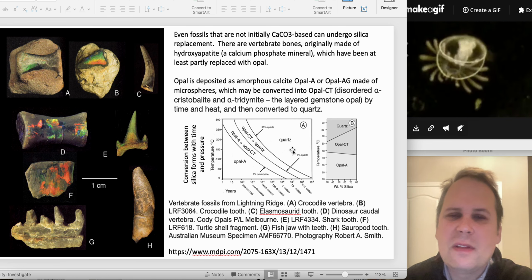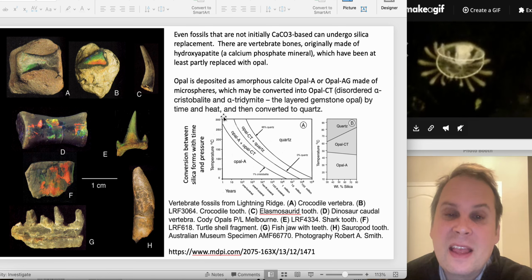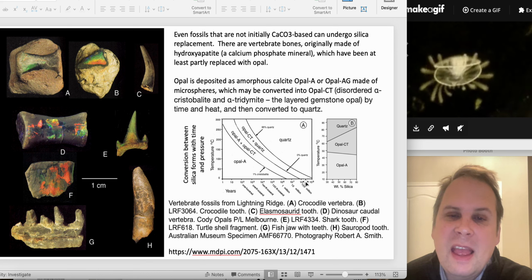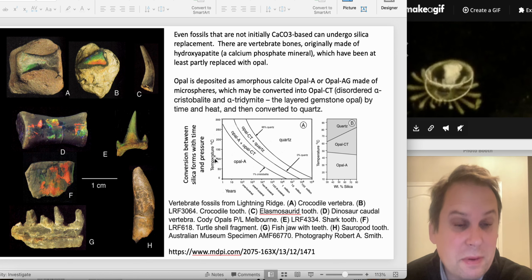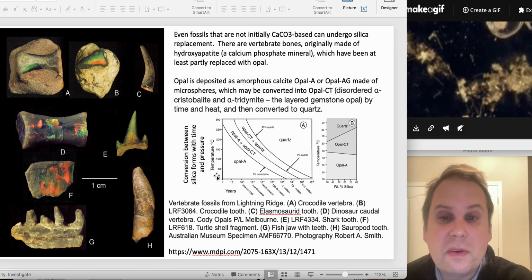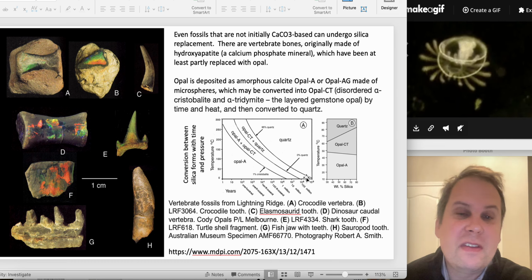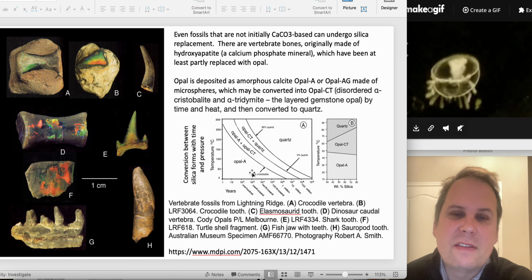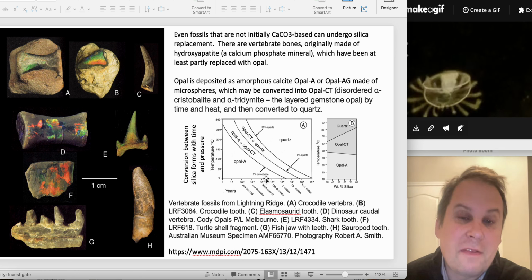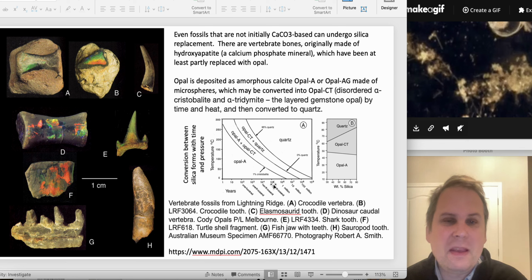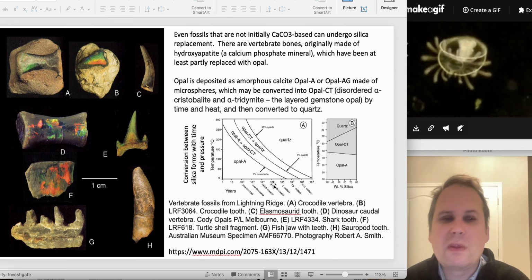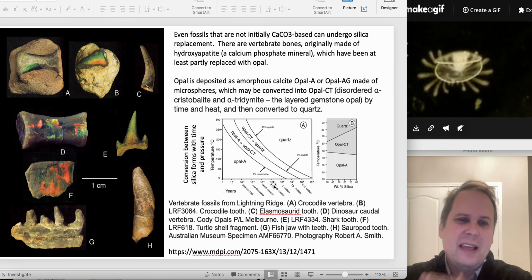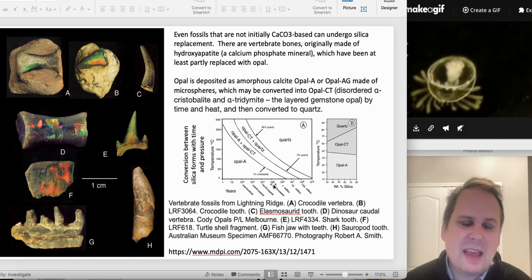But yeah, they've actually figured out how much time you need and how much temperature you need. As you increase the temperature and increase the time, you're going to move things toward quartz, basically. Things that start out as opal are eventually no longer going to be opal, because we're going to keep heating them up, driving the water out, compressing the layers down until they actually join together.